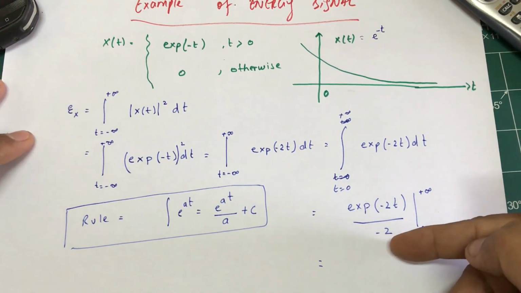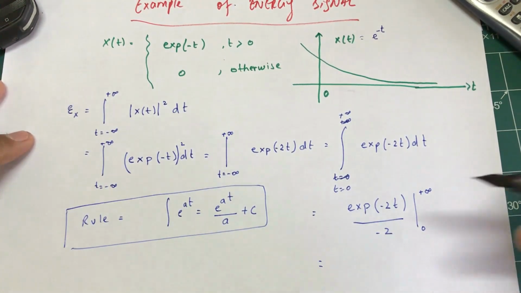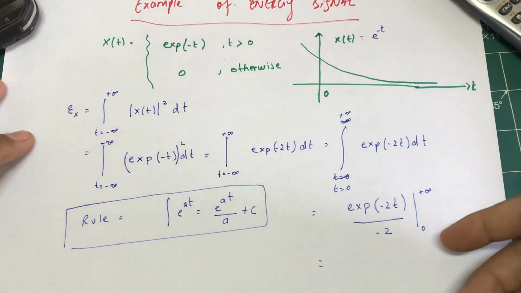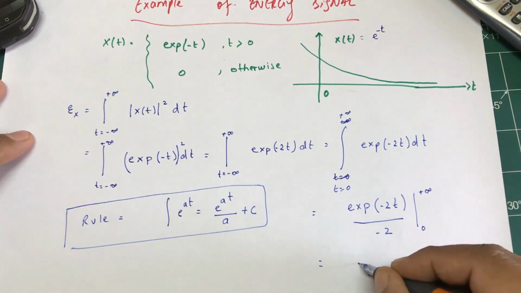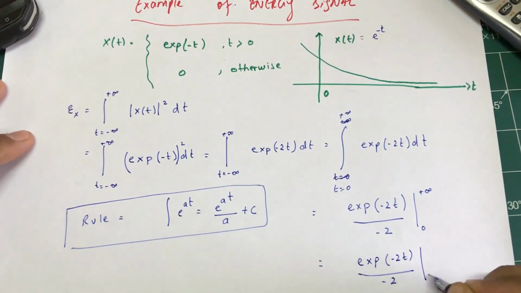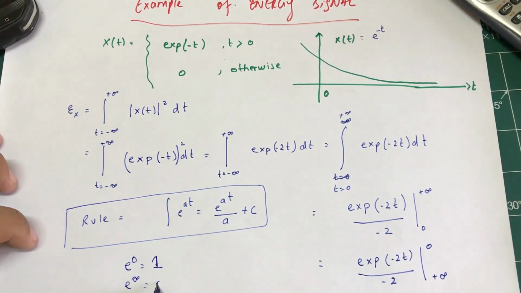So whenever you have a negative in the denominator, you have to remember this: I can remove this negative and flip the limits. So this would go on top, this would go on bottom. So this would become exp minus 2t over 2, and the limit goes from 0 to positive infinity. Now here's something I know about the exponential function, which is really nice: e to the 0 gives you 1, and e to the negative infinity gives you 0.